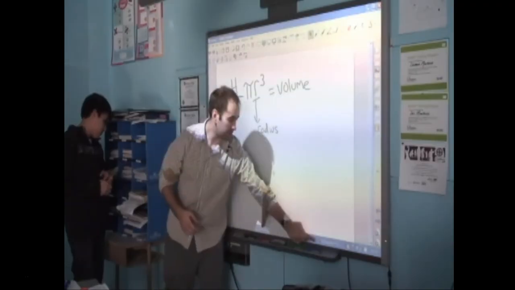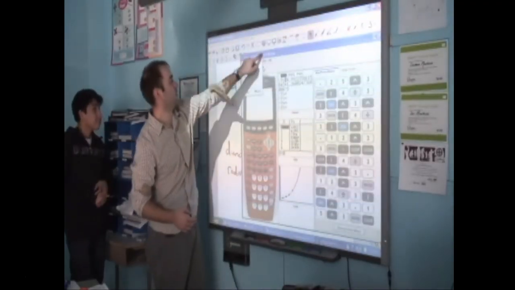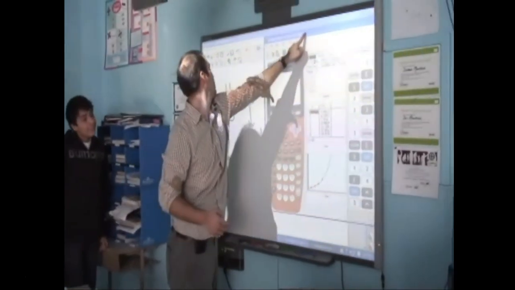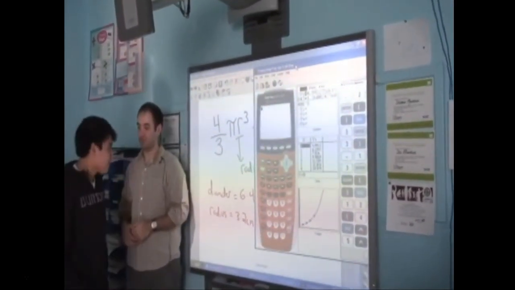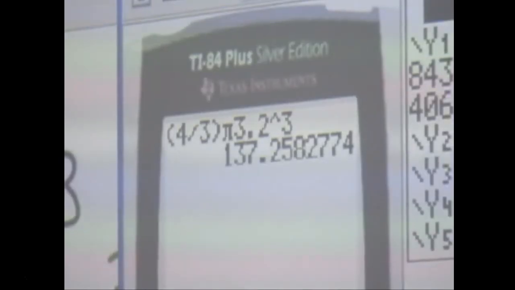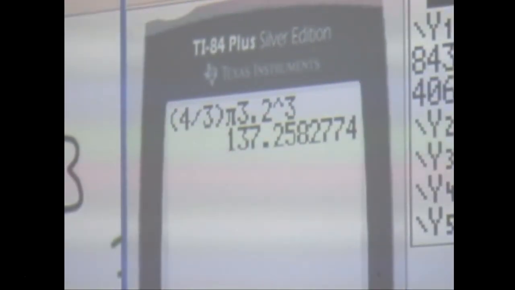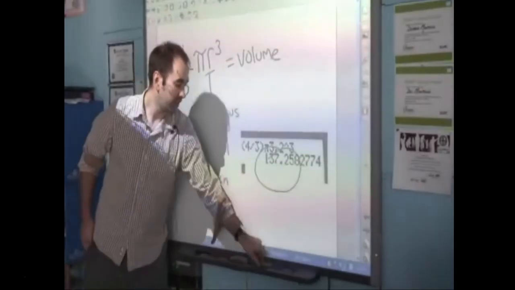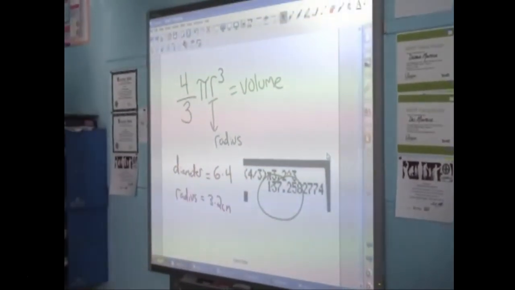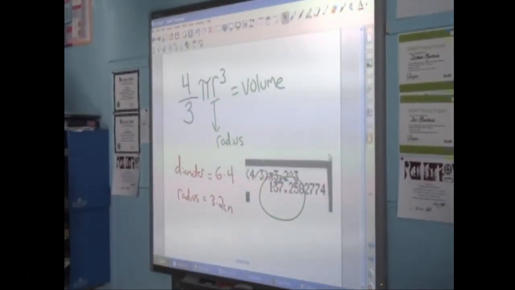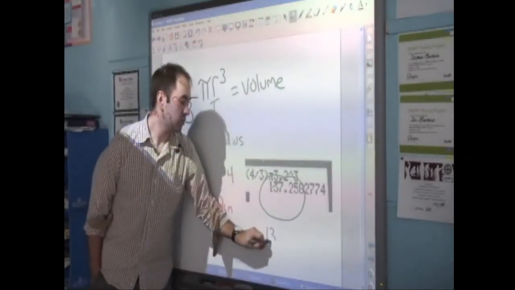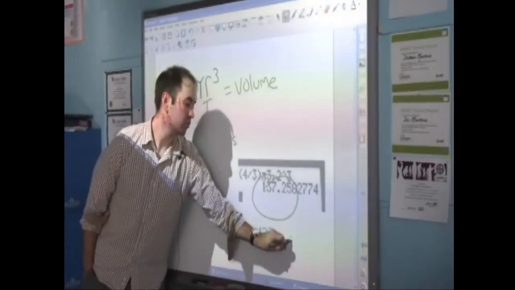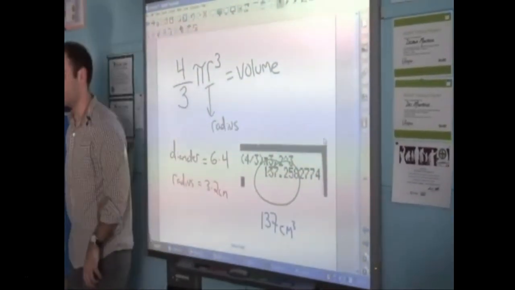So Tom, will you come up and let's just apply the formula using our radius for the ball, and put those numbers in on our calculator for me. Once Tom put those numbers in, we get a volume a little over 137. Now, we measured that in cubic centimeters, right? Because we measured the diameter in centimeters.